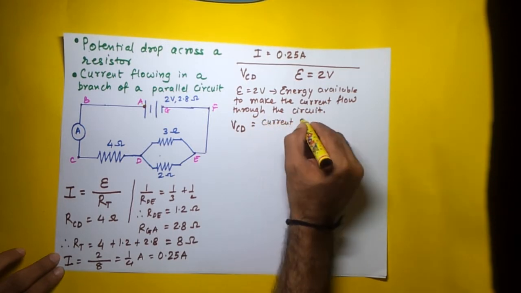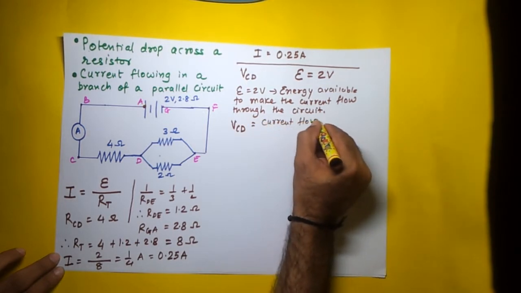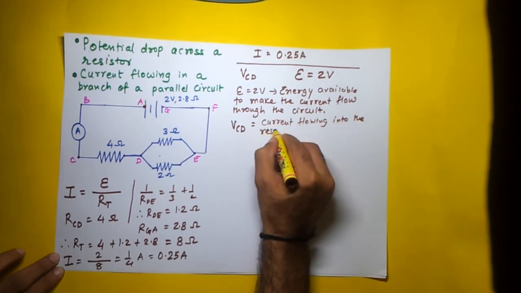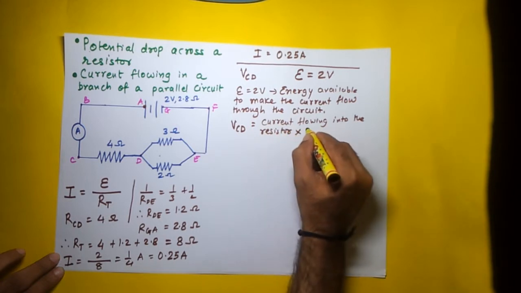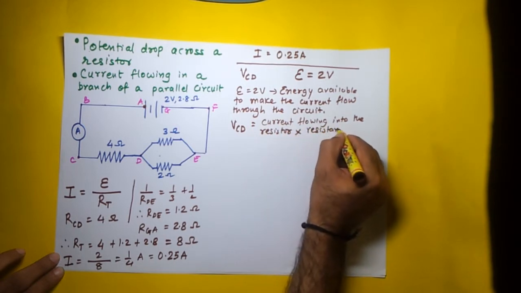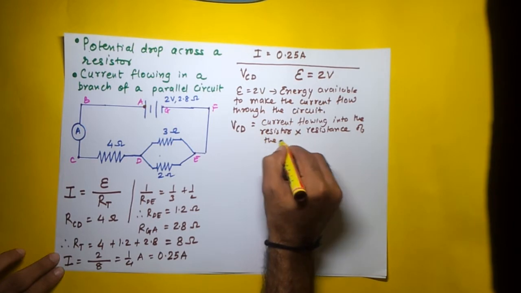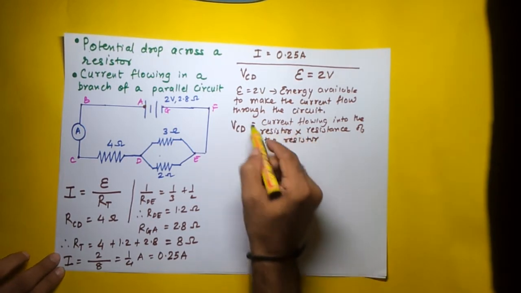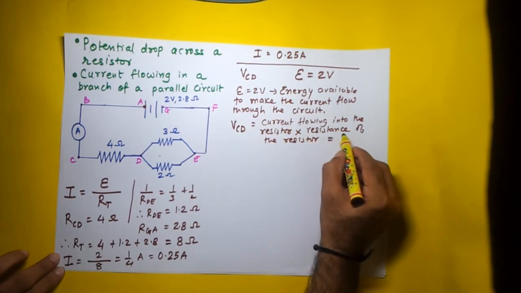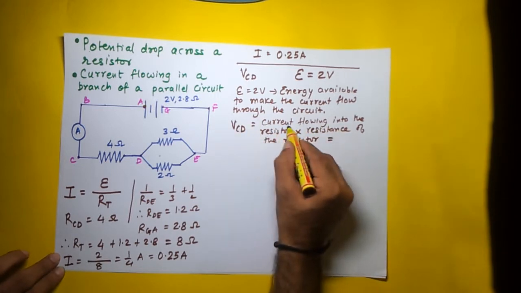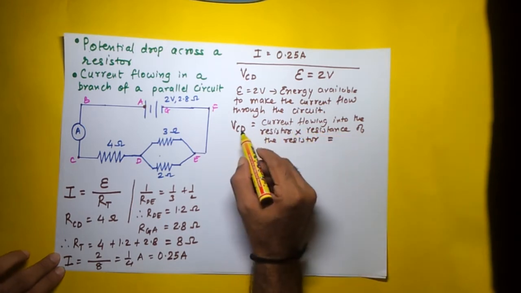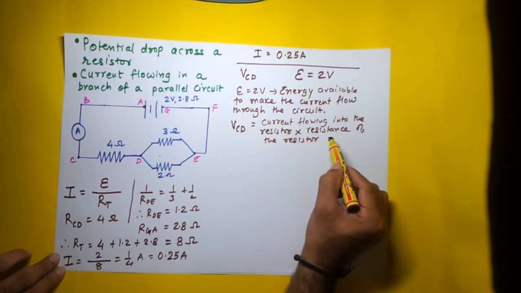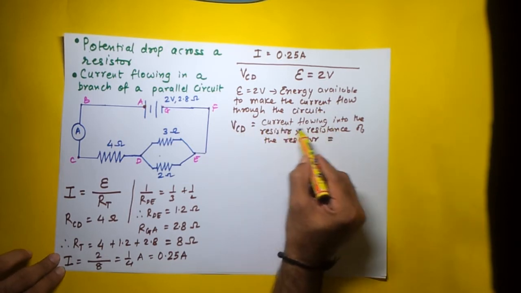current flowing into the resistor multiplied by resistance of the resistor. I have written this in, basically this is nothing but current into resistance, right, because V is IR, right. If you look at the general formula for potential difference, it is I into R. But the question is which current we have to take and which resistance we have to take. Therefore I have written this in words.